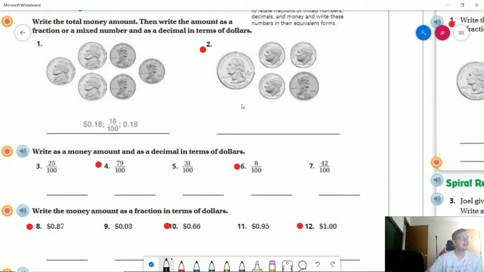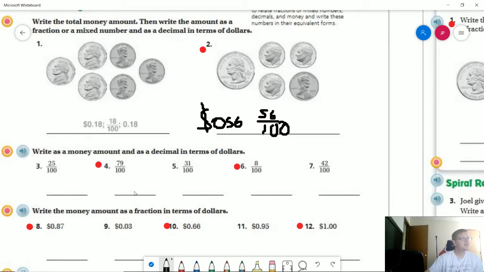And as a decimal, that would be 0.56. As a fraction, that would be 56 over 100. And then the decimal and money would only be different by putting a 0 and a dollar sign in front.